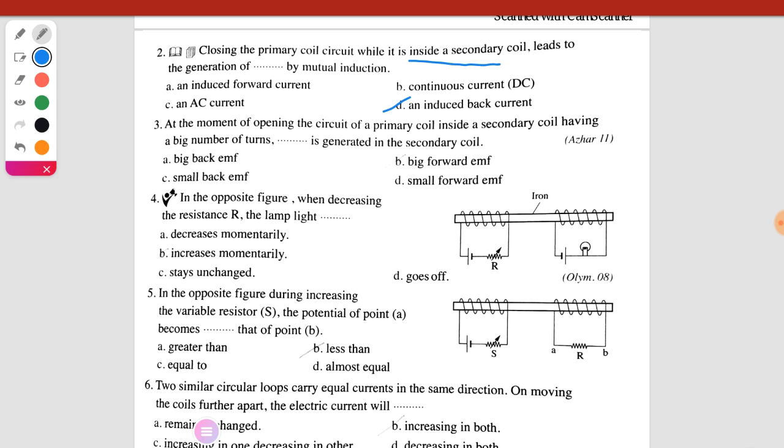At the moment of opening the circuit of the primary coil inside the secondary coil, opening the circuit.